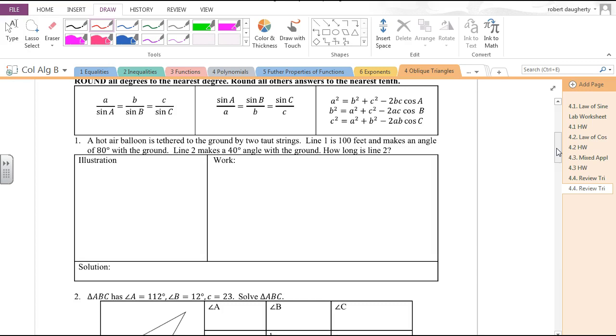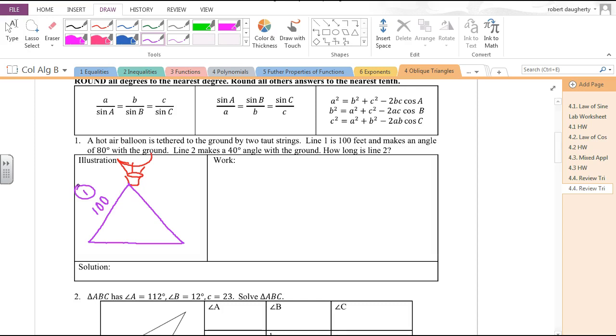A hot air balloon is tethered to the ground by two taut strings. So you've got a hot air balloon that looks something like this. This is your hot air balloon. It is tied to the ground by two strings. So you can see there's a triangle that comes into play. Line 1 is over here. This is 100 feet. This is line number 1, and there's also line number 2.